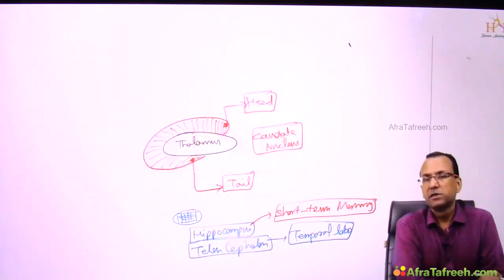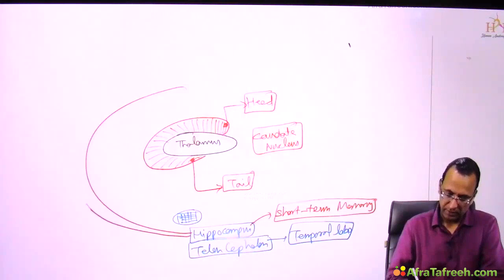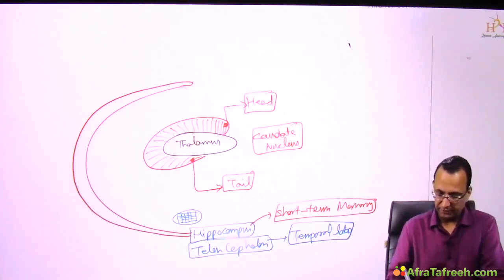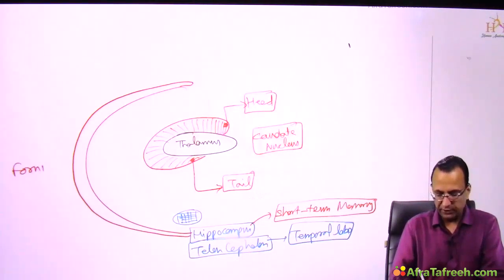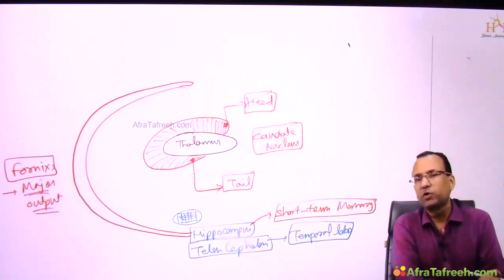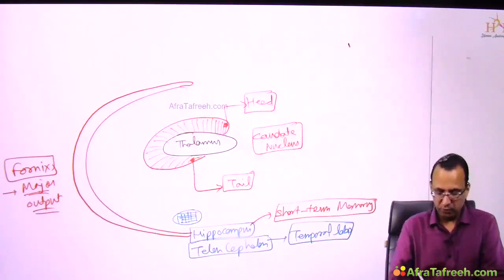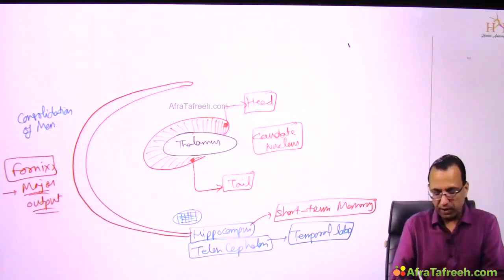Because hippocampus has short-term memory, it requires an output tract. What is that output tract? That is the fornix, which is becoming C-shape. Yes, and it is a major output tract from the hippocampus. This is the one which is going to help me with consolidation of memory. And you will find if it is lesioned, there will be amnesia syndromes.